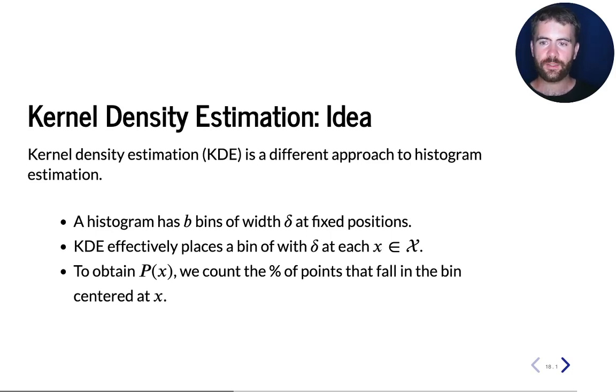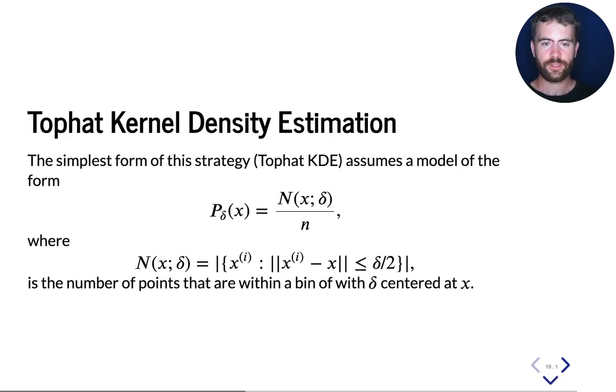And then to obtain the probability mass at x, we look at that bin and we count the percentage of points that fall within that bin that's centered at x. So in other words, if I want to know the density at x, I count how many points are within a distance of delta within x, and then I normalize by the total number of points that I have. This is a very high level idea here. Let me just define this a little bit more precisely.